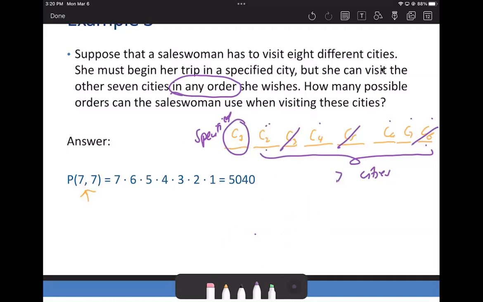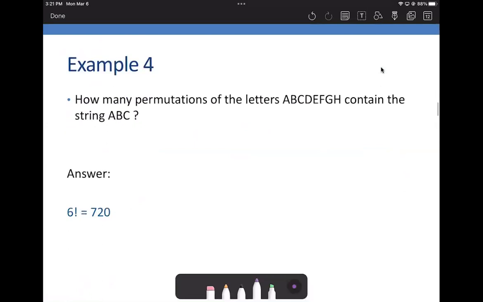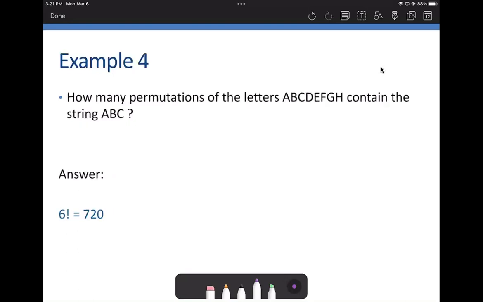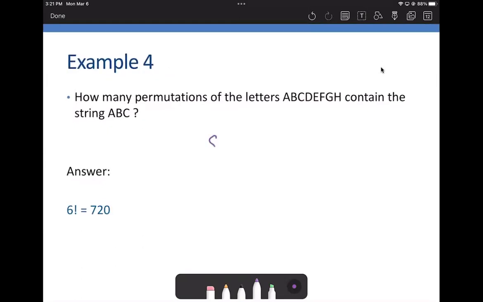Right? So now let's move on to another example. How many permutations of the letters A, B, C, D, E, F, G, and H contain the string ABC? What we will do here is put a placeholder for ABC. So let's say the placeholder is this one, and then we have D, E, F, G, and H. So how many permutations of the letters contain this string? This will be 6 factorial because we will be counting the string ABC as 1.